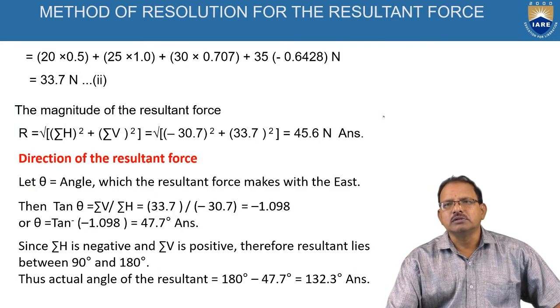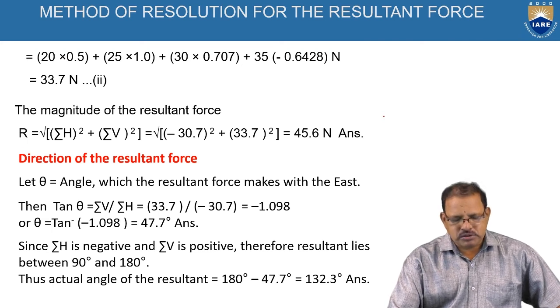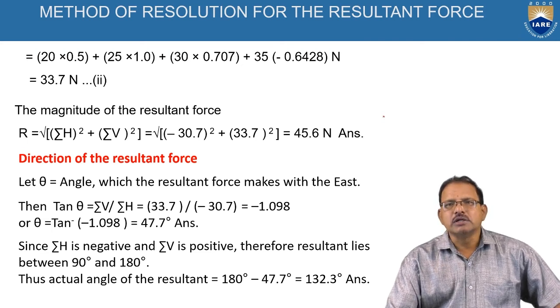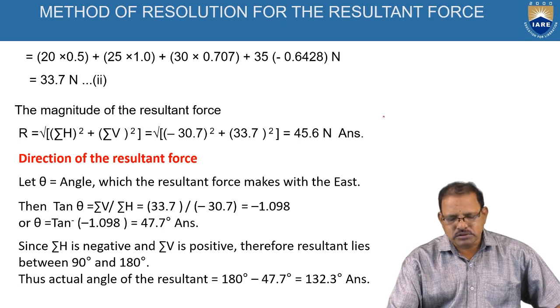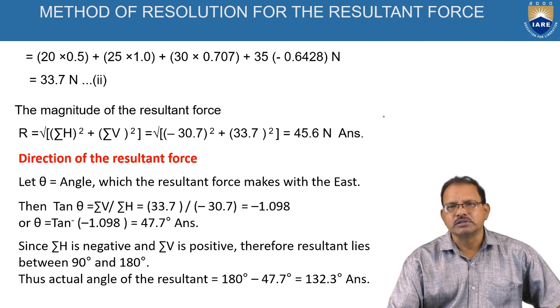So, R is equal to the square root of sigma h whole square plus sigma v whole square, which is equal to the square root of minus 30.7 whole square plus 33.7 whole square, which is equal to 45.6 newtons.